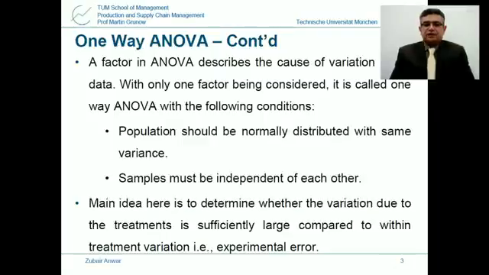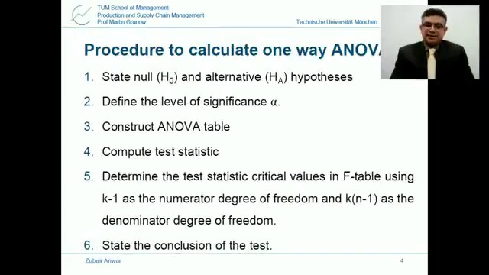A factor in ANOVA describes the cause of variation in the data, and with only one factor under consideration, we call it one-way ANOVA with the following conditions. 1. Population should be normally distributed with the same variance, and 2. Samples must be independent of each other. The main idea here is to determine whether the variation due to the treatments is sufficiently large compared to within-treatment variation, which is experimental error.